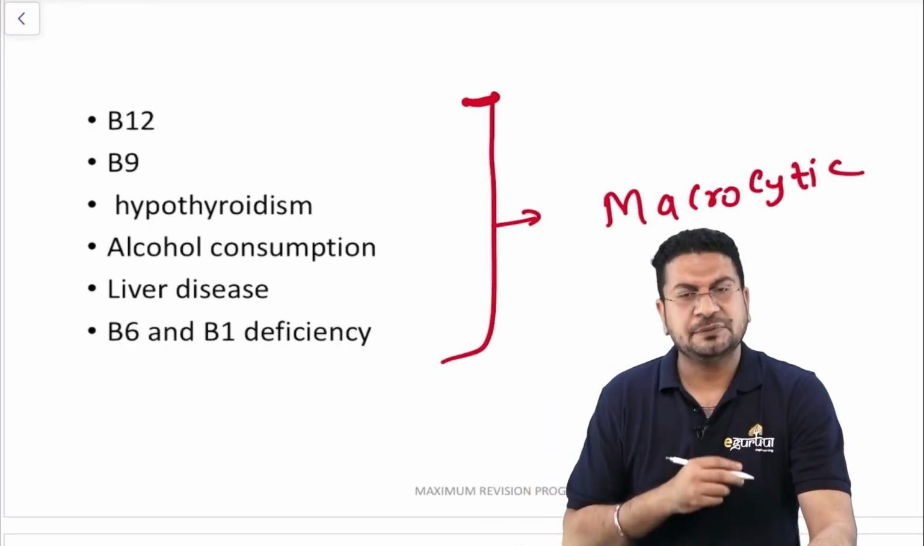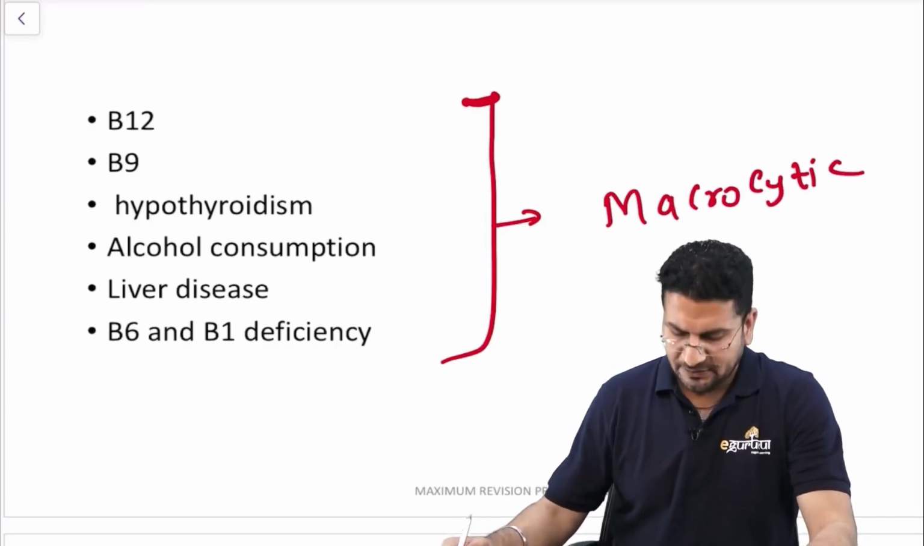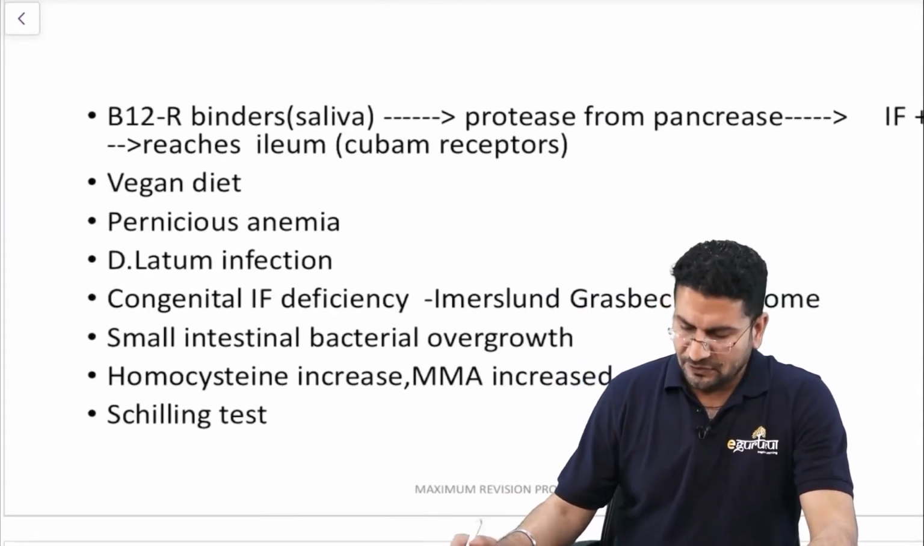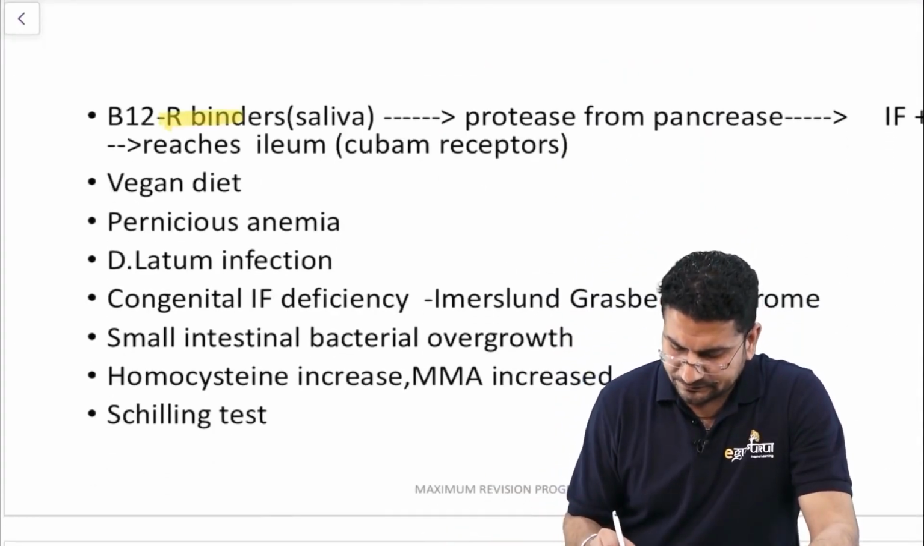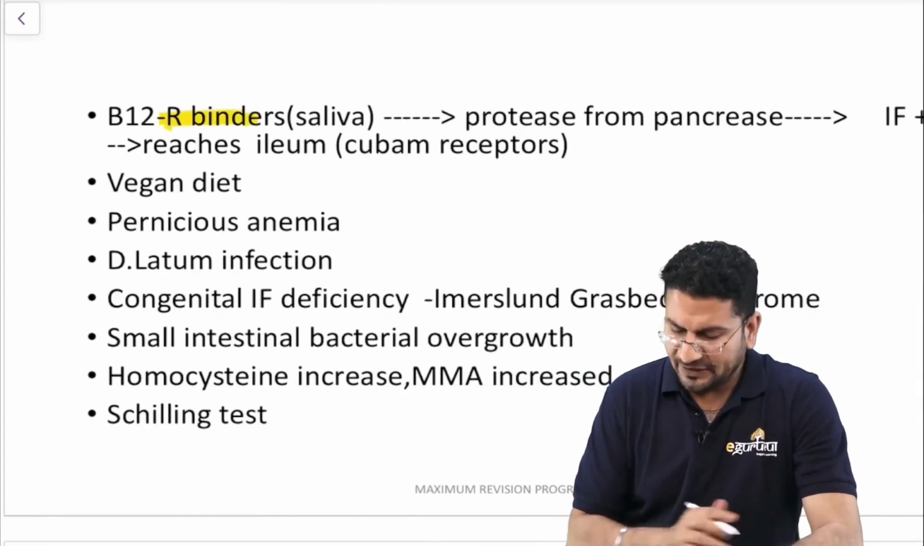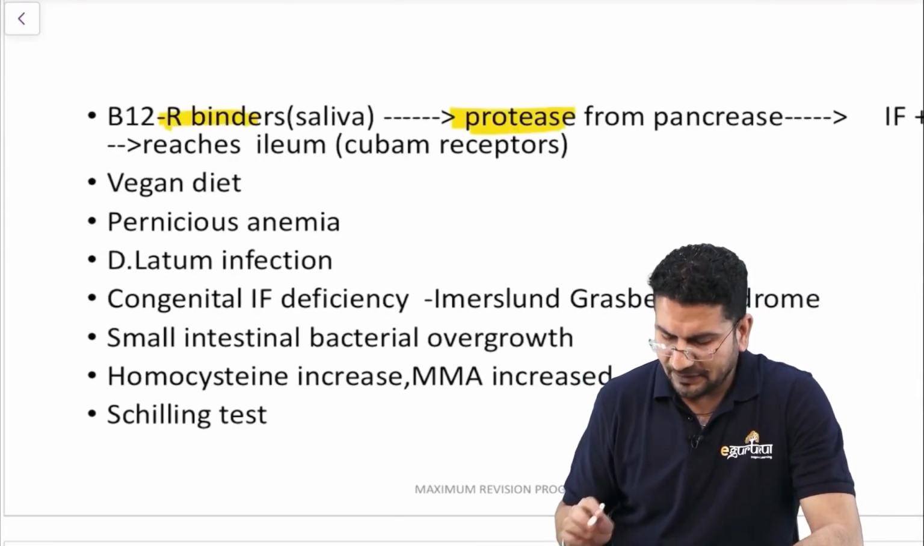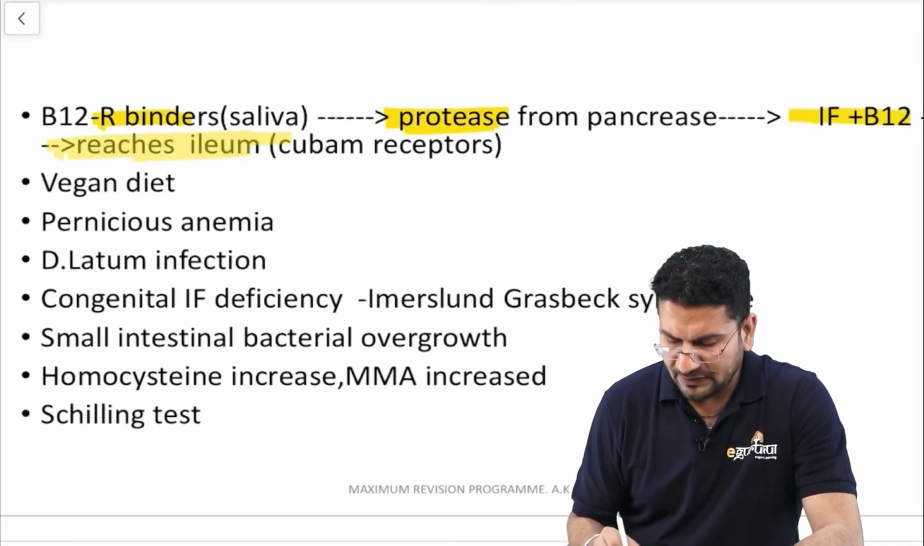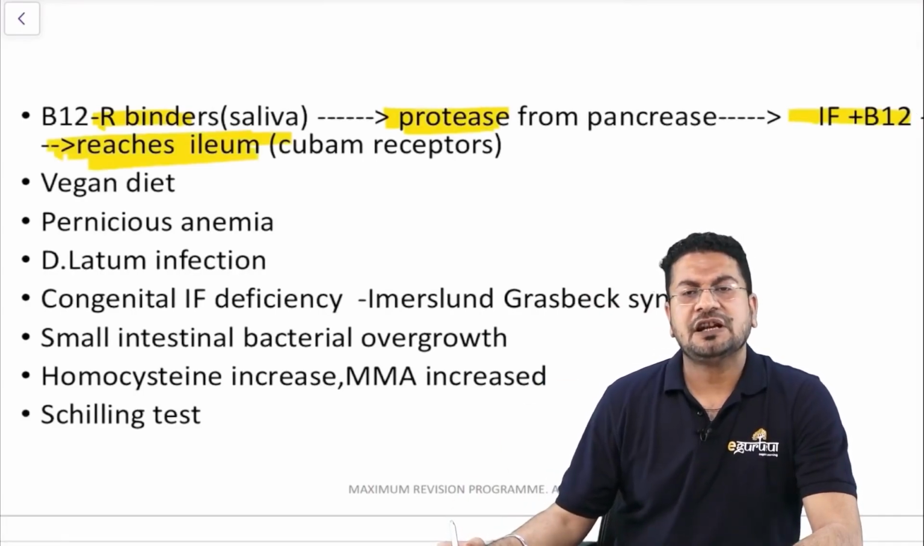So out of these, important two are B12 and B9. As you know, in B12 absorption, B12 first will bind with R binders. Then pancreatic protease will detach B12 from R binders. Intrinsic factor will take B12 to the terminal ileum. So iron absorption, I told you, is in the duodenum.